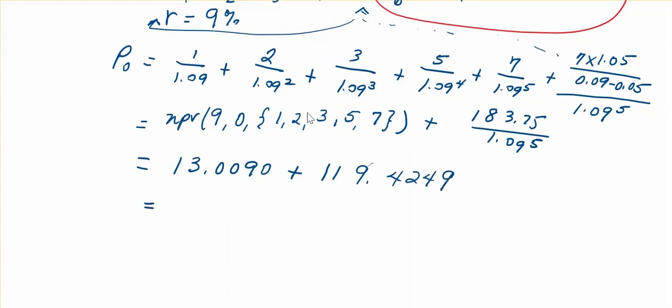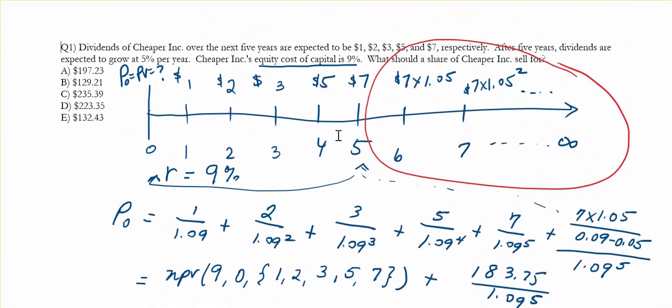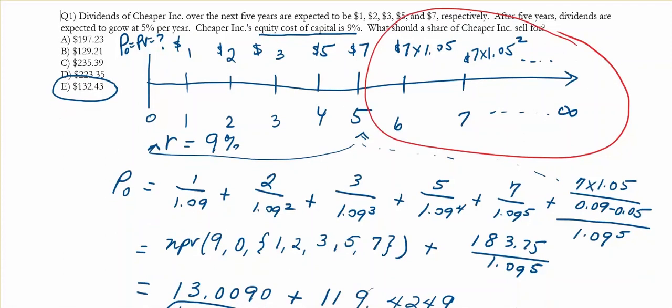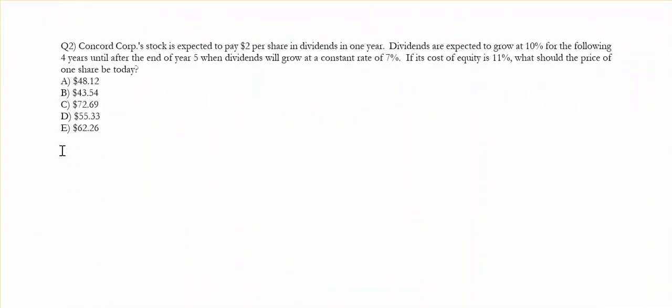And then add the two pieces together. I get a price of 132.43. And I go back to check if that was an option. And I see there it is indeed an option, and it's answer E. All right, that was an example of a non-constant growth dividend pattern, which is one of the hardest ones to do, so we'll be doing a lot of those examples.